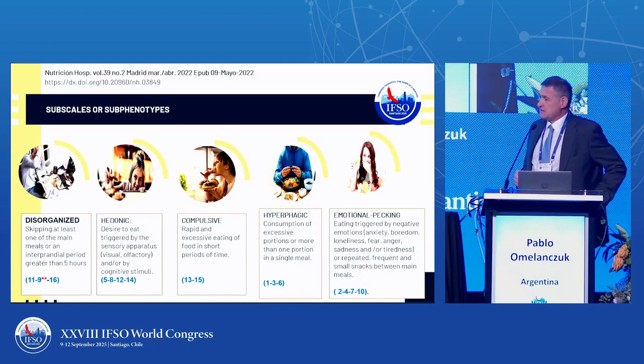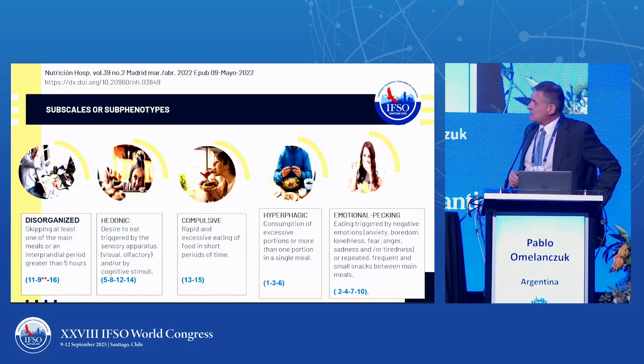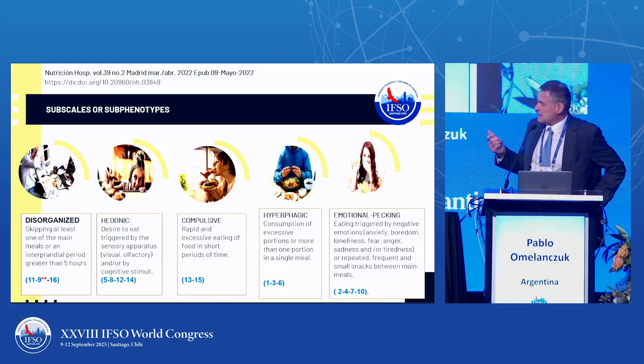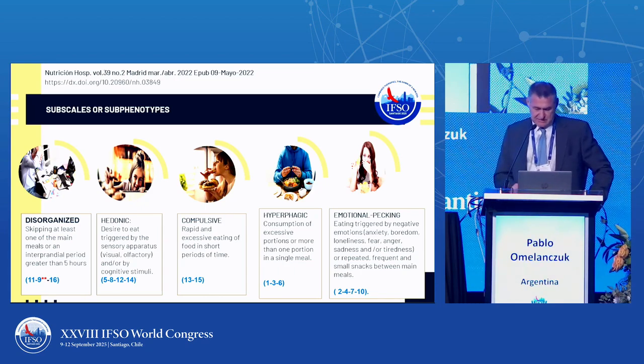These are the characteristics of this subphenotype, or the scale of subphenotype. As I mentioned before, we have the disorganized, and you can see the characteristics of each of them. Then the hedonic compulsive, that is rapid and excessive eating of food in a short period of time. The hyperphagic, consumption of excessive portions of more than one portion in a single meal. And the last one, the emotional picking, that is eating triggered by negative emotion that you can see here.